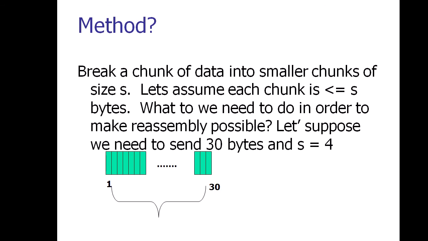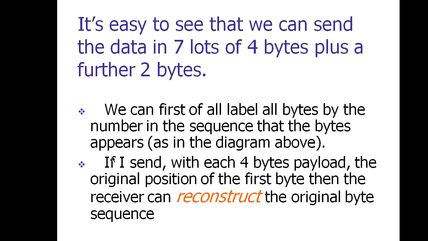Well, let's suppose we need to send just 30 bytes, and the maximum transmission unit for sending is 4 bytes. So 30 divided by 4 is 7 times remainder 2. I think that's right. So what I need to think about is sending a chunk of 30 bytes. I need to fragment that. And what I can do is to send the data in 7 lots of 4 bytes plus a further 2 bytes. That gives me the original 30 bytes.